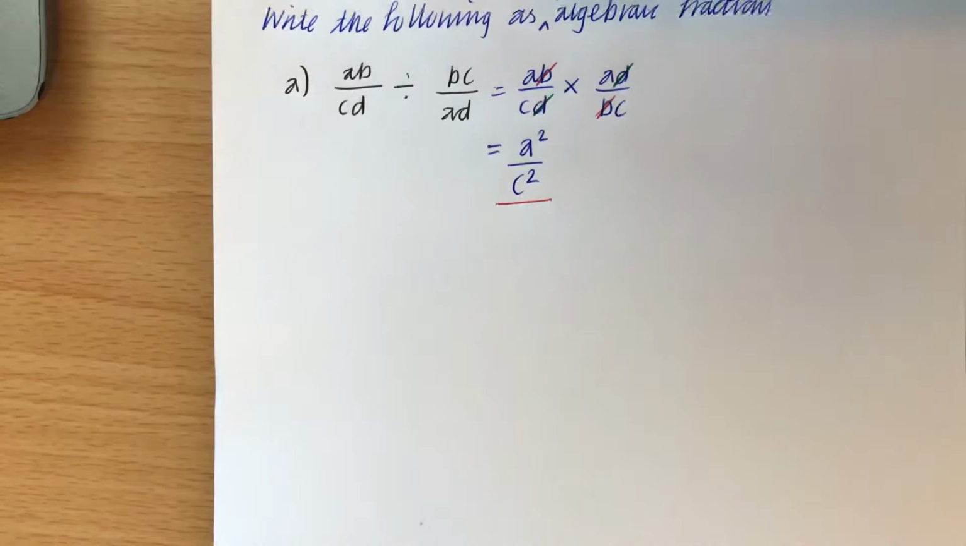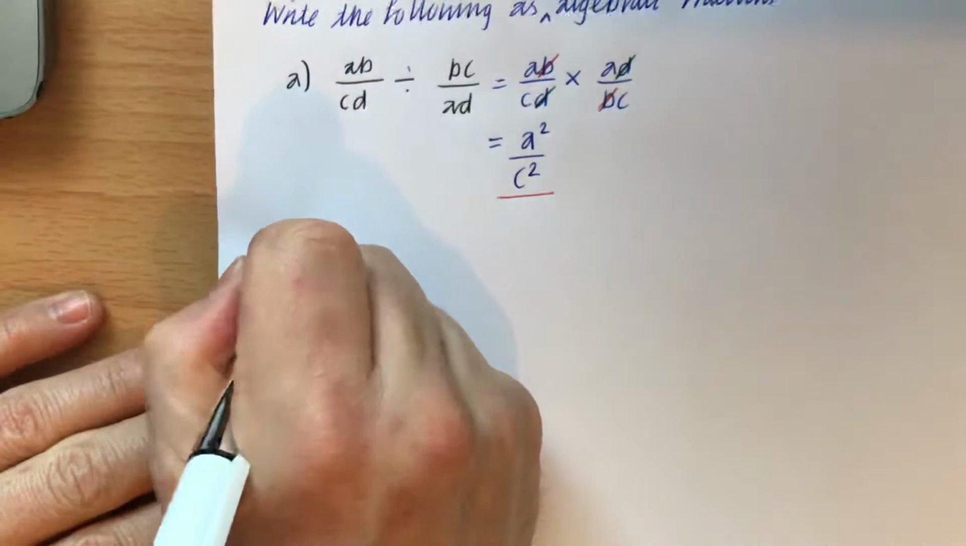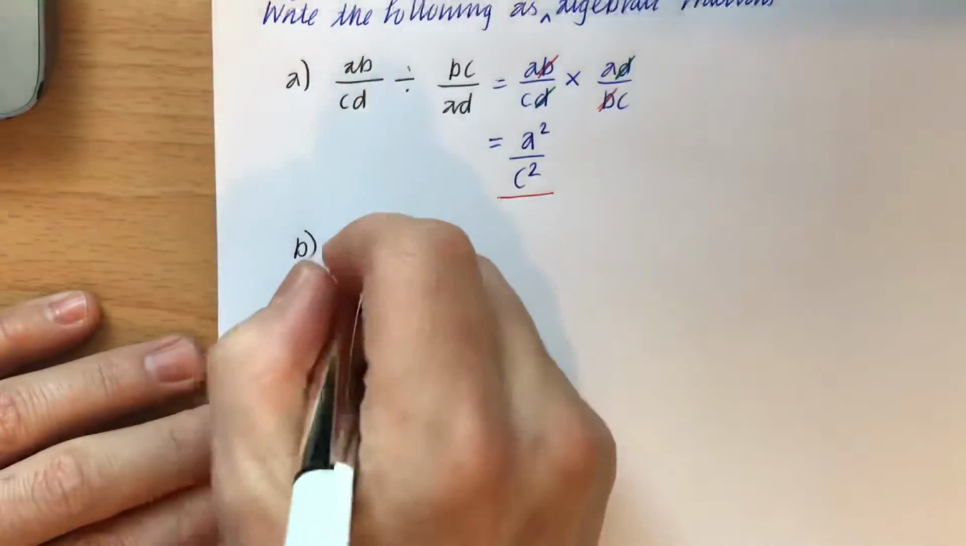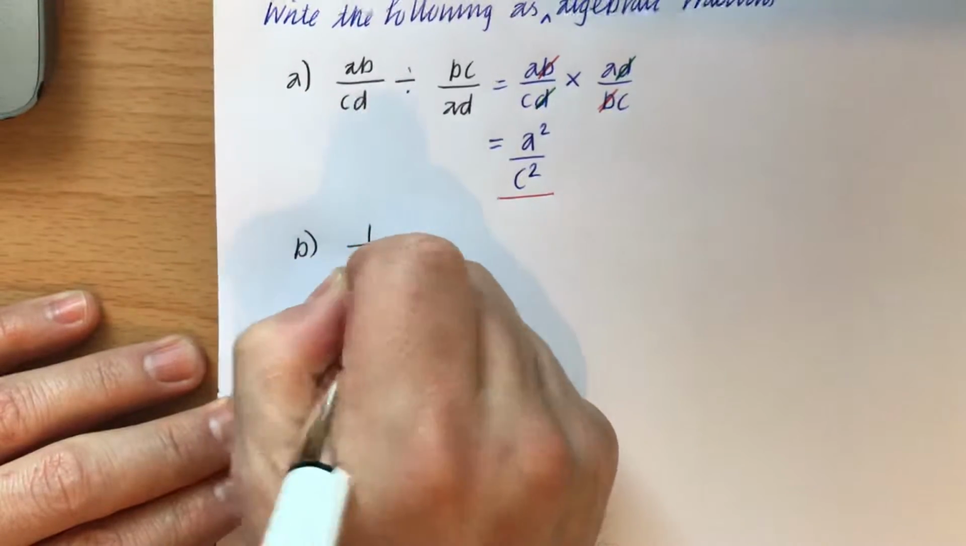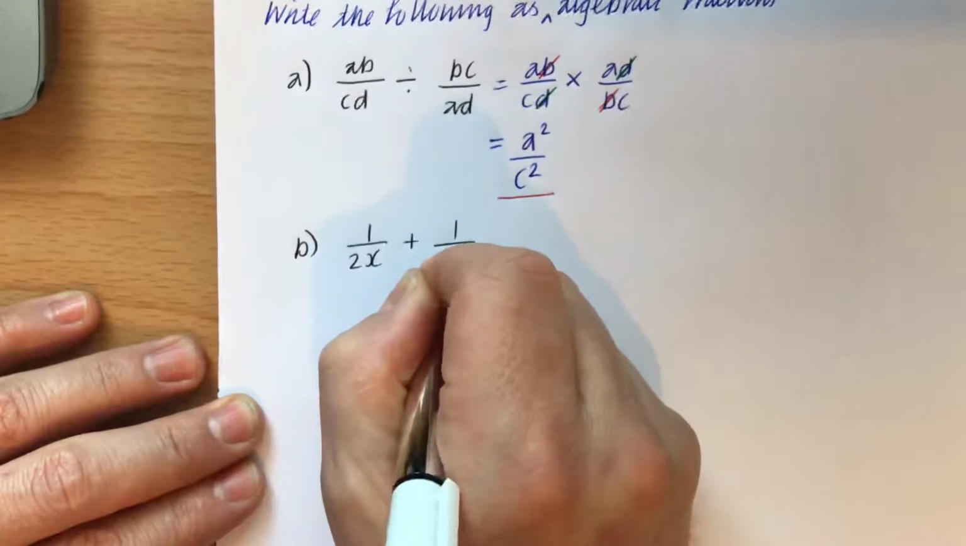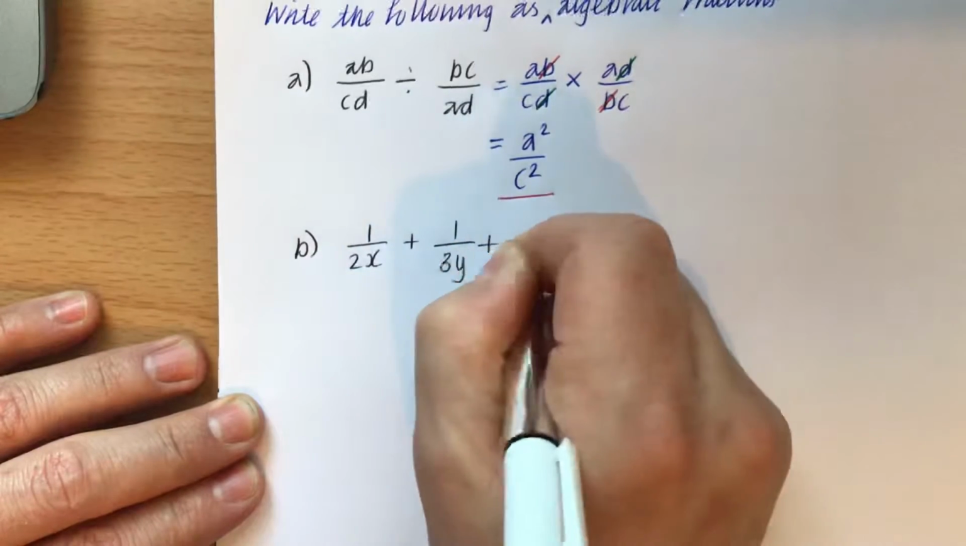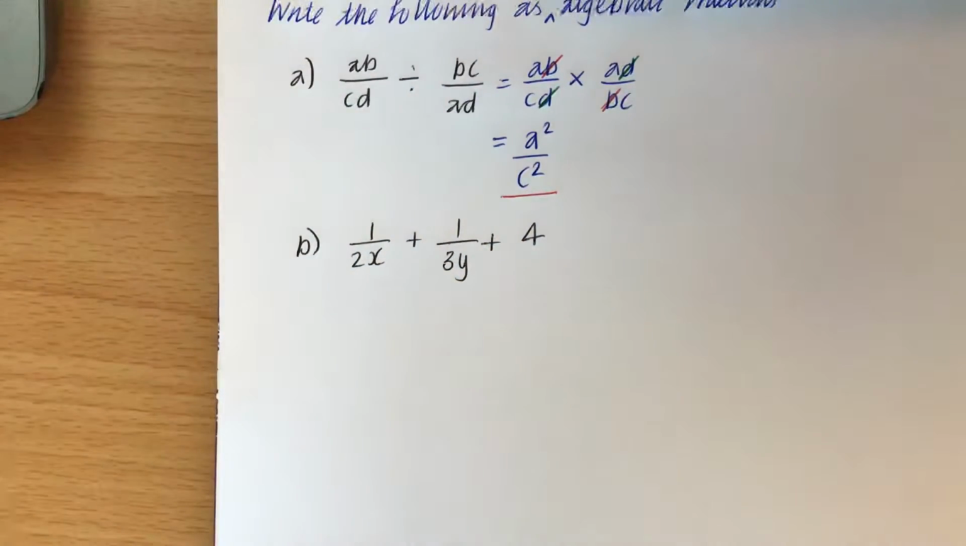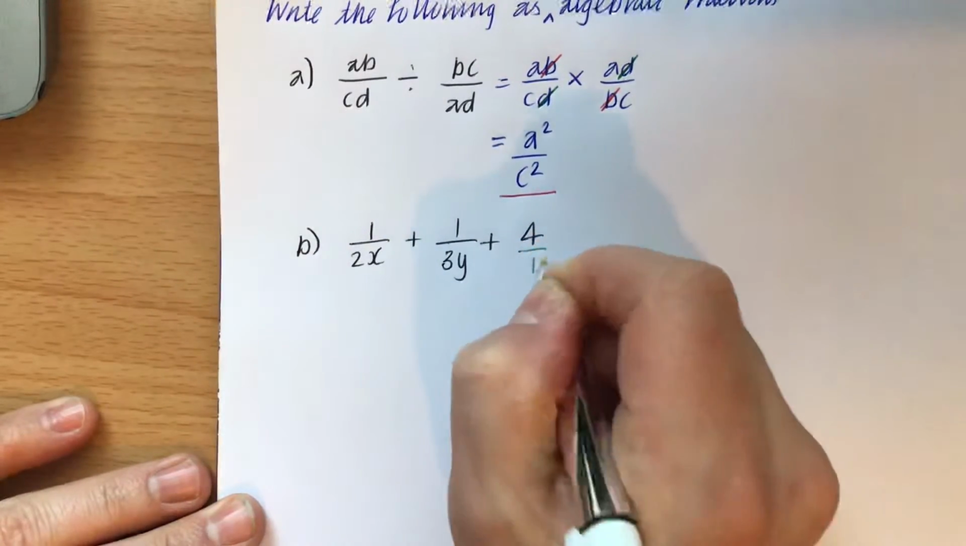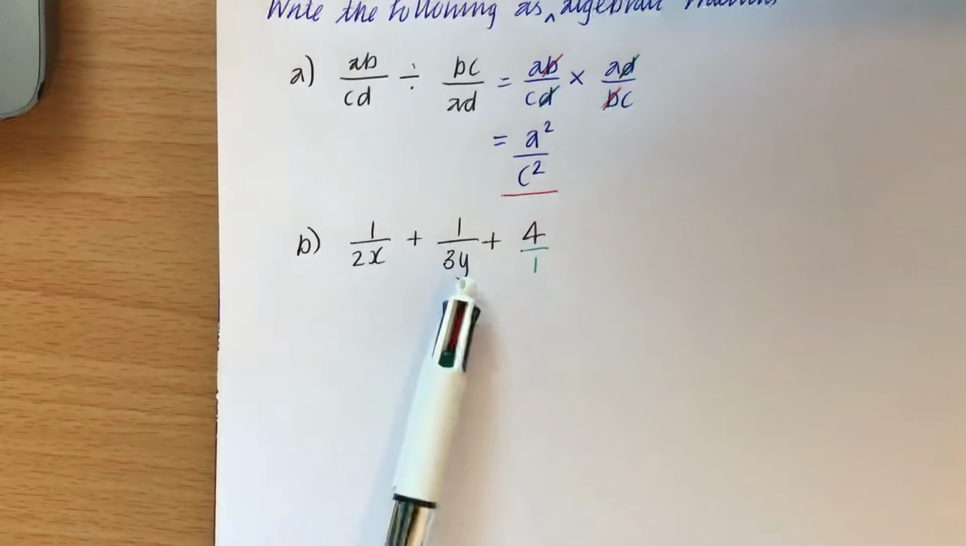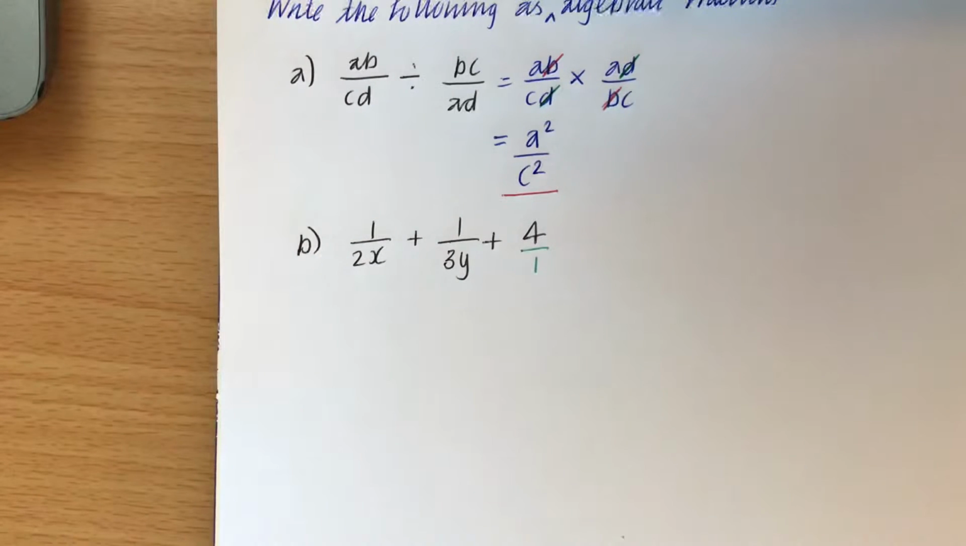The next one we are now going to look at, example 1b: 1 over 2x plus 1 over 3y plus 4. So we have three things that we're going to add together. Two of them are fractions, one isn't. Now when we have something that isn't a fraction, it kind of is a fraction, it's just over a denominator of 1. So we are adding these fractions together, and the way to add fractions is to have a common denominator.